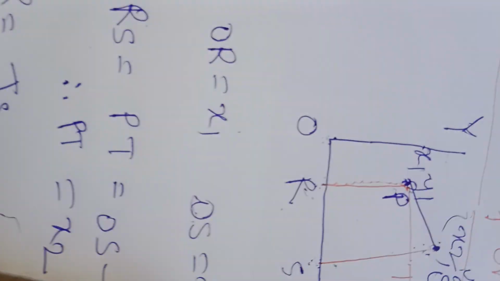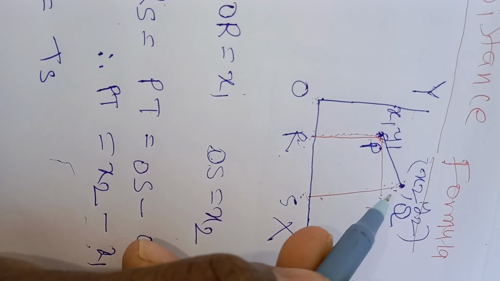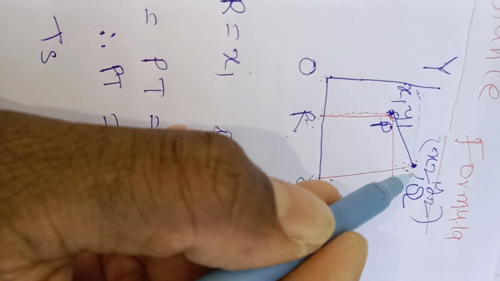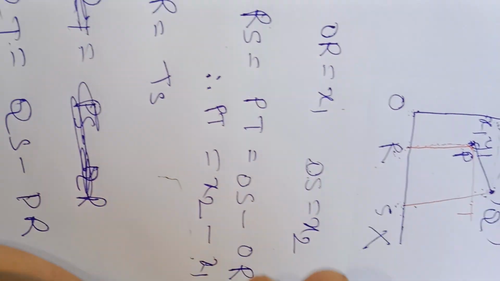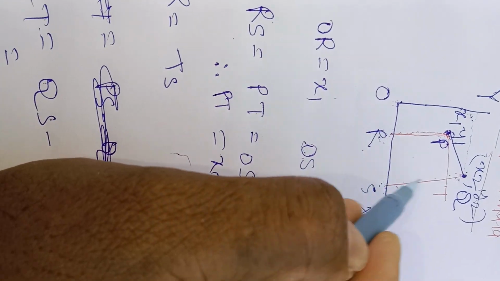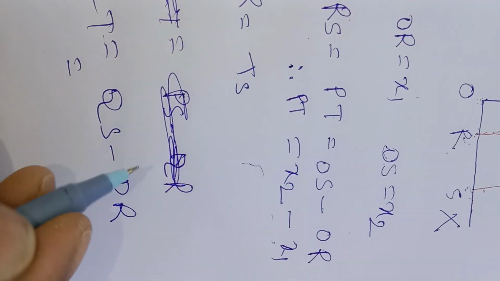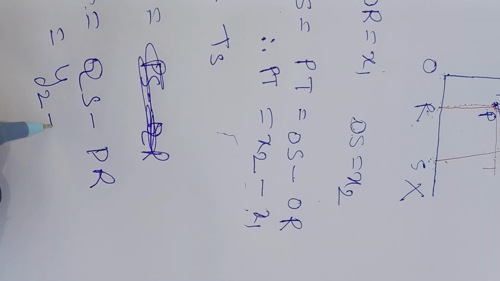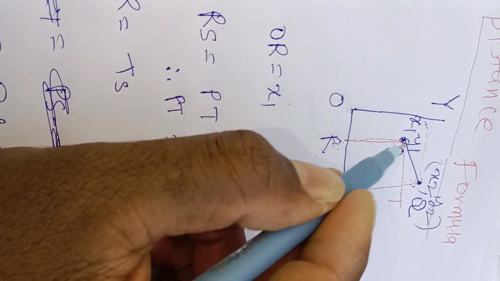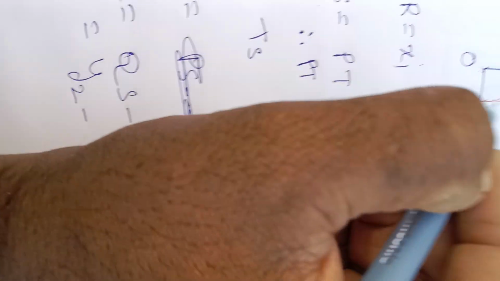This distance QS is corresponding to y2. If we extend the line like this, QS is corresponding to the y2, the y coordinate. Similarly, PR or TS is corresponding to y1, this distance only, the y coordinate, which is parallel to the y-axis. Okay, y1.